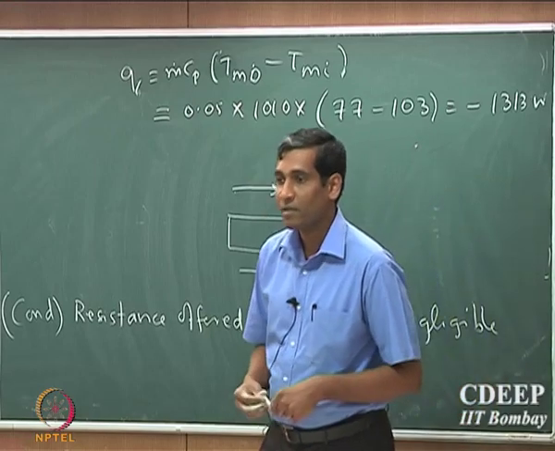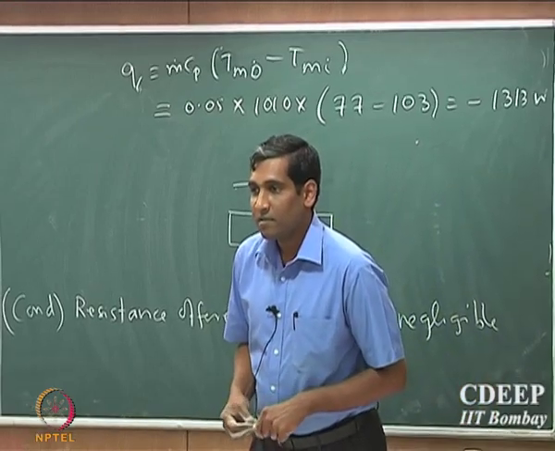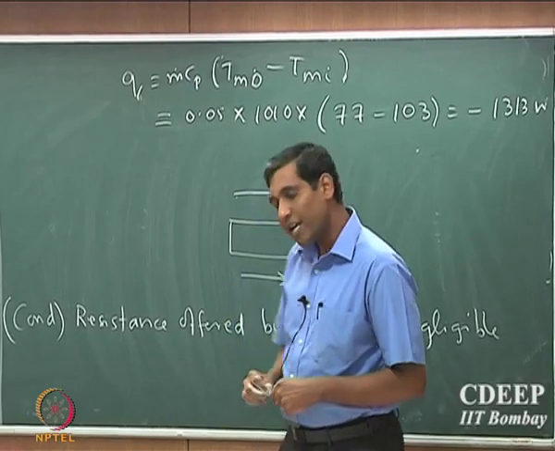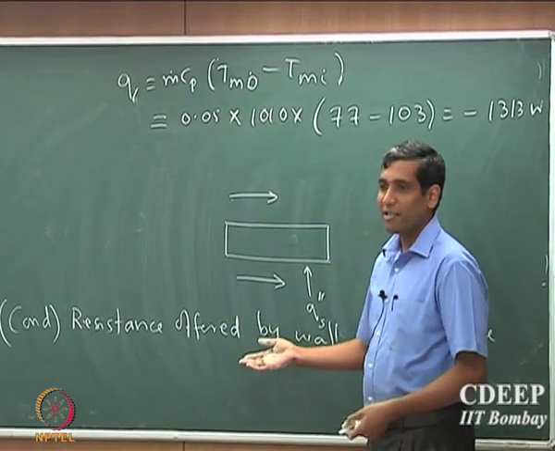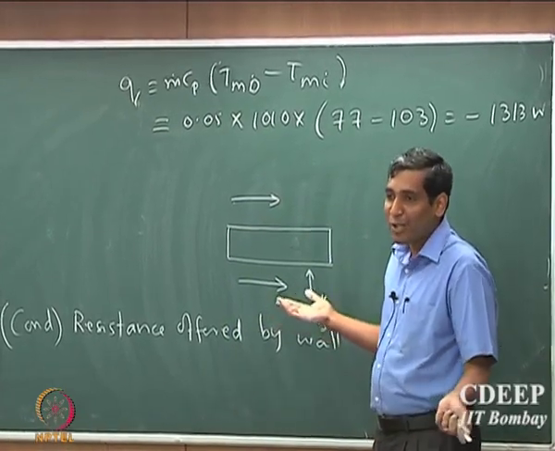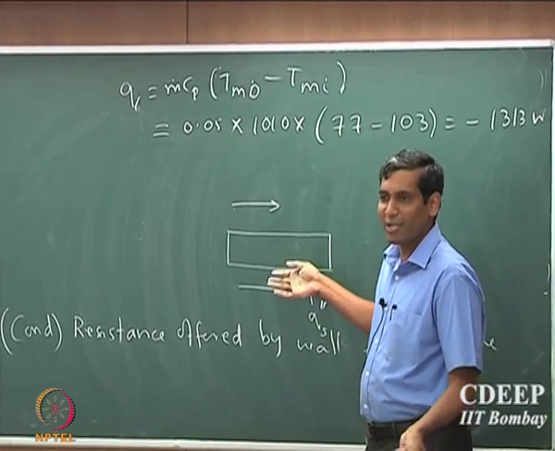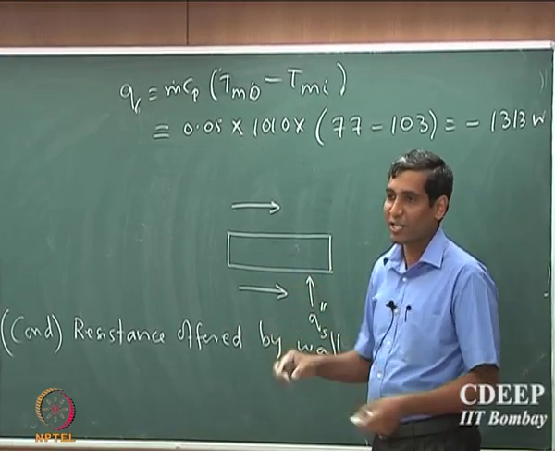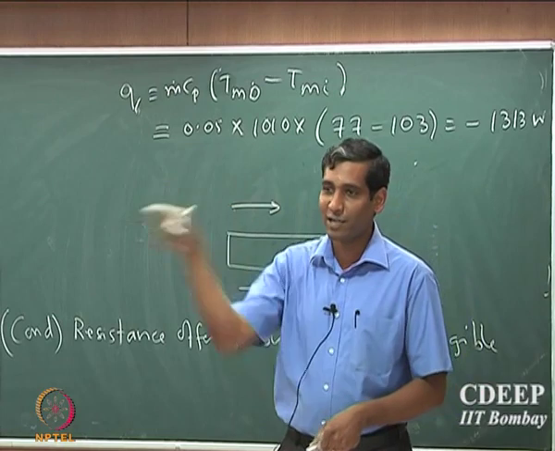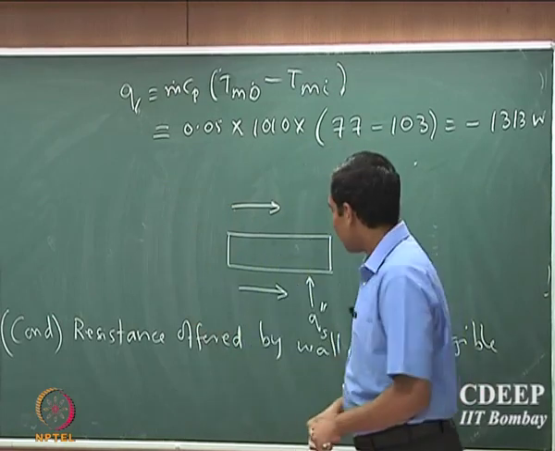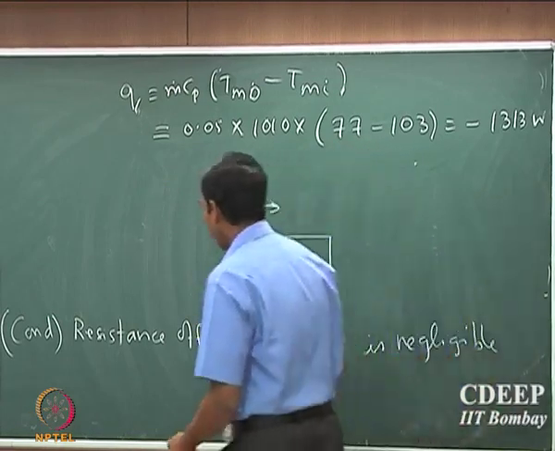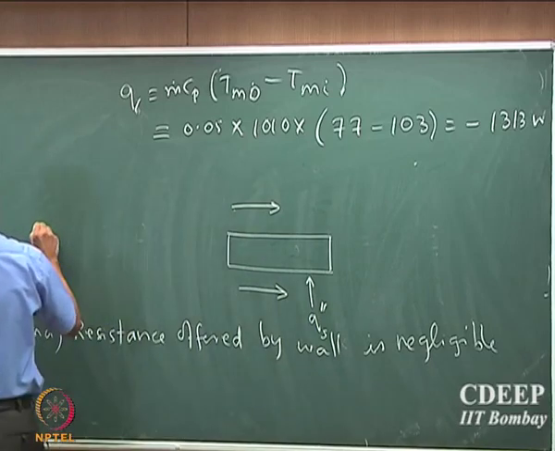It just makes your calculations easy, that's all. You can always include conduction. It's not a big deal. It's very easy, just sticking one more extra resistance inside. So what I can simply do now is construct a resistance network.